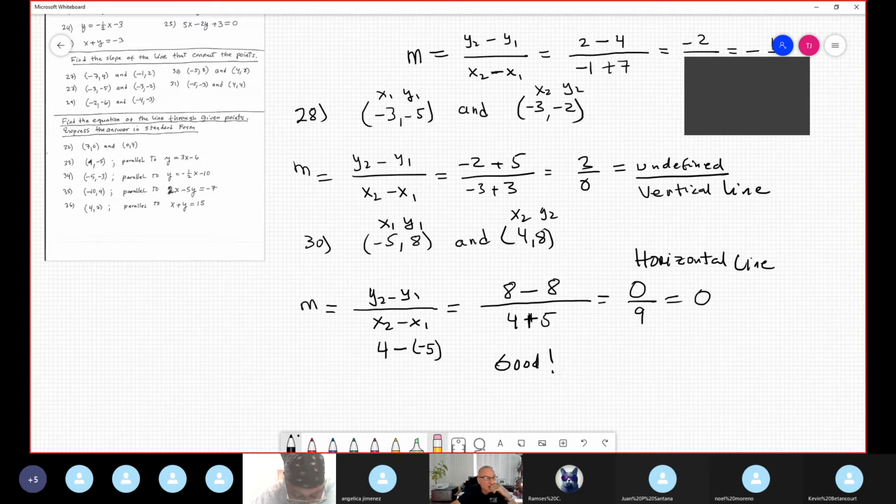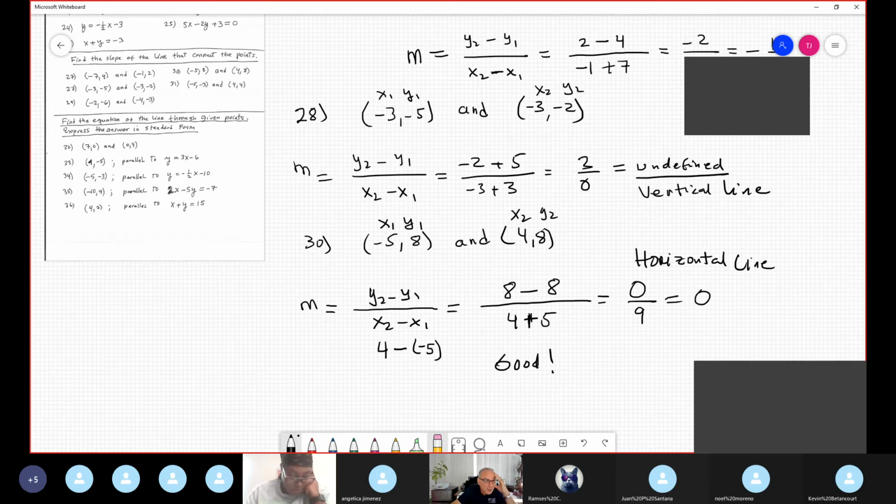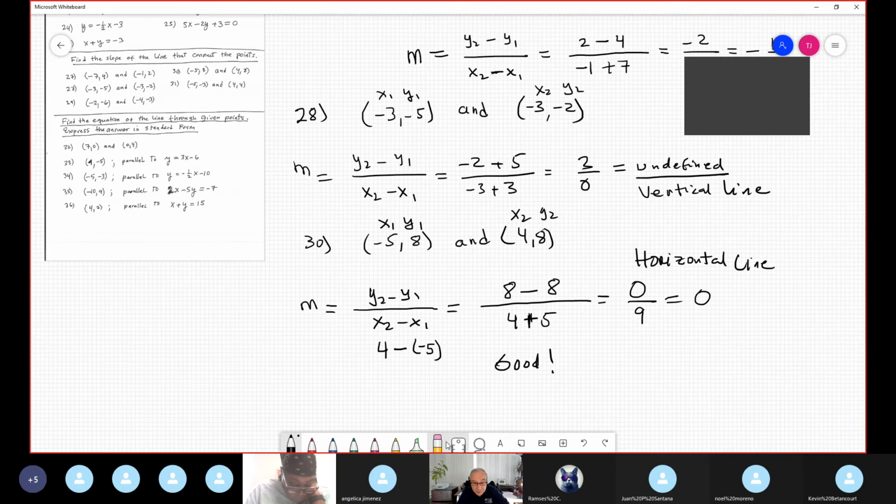Let's move on to the next kind because we are bored doing this. It's the same thing, the formula. And problems 32, 33, 34, 35, and 36 are a little bit different: find the equation of the line through the given point, expressing the answer in standard form. Okay, let's practice this new thing.